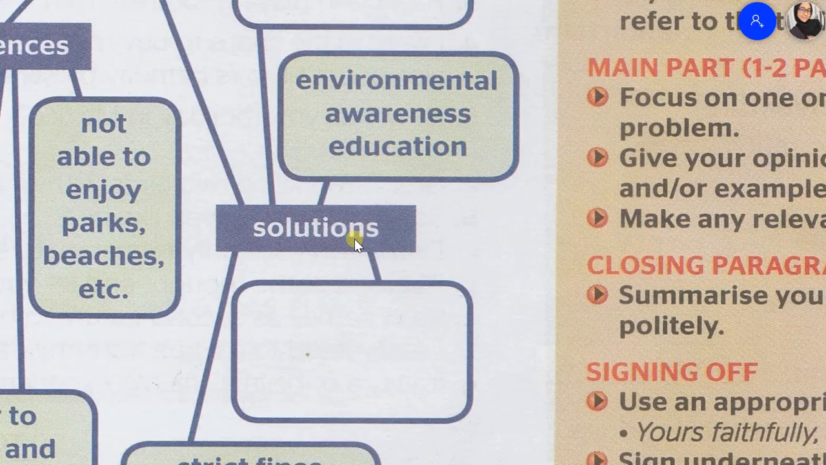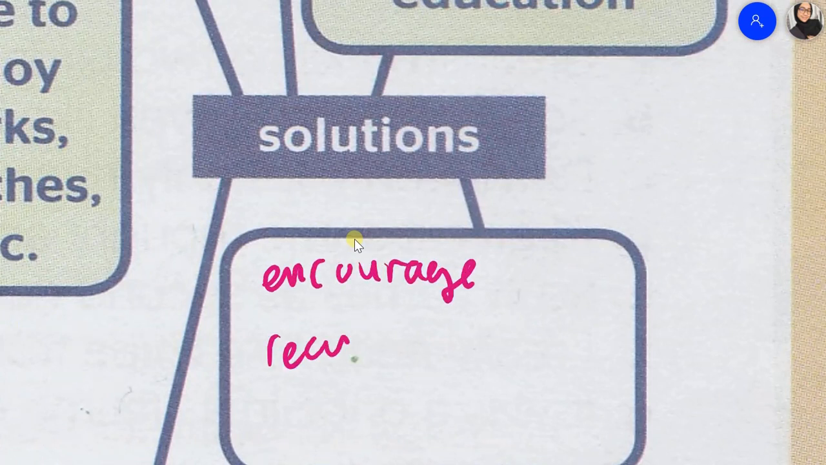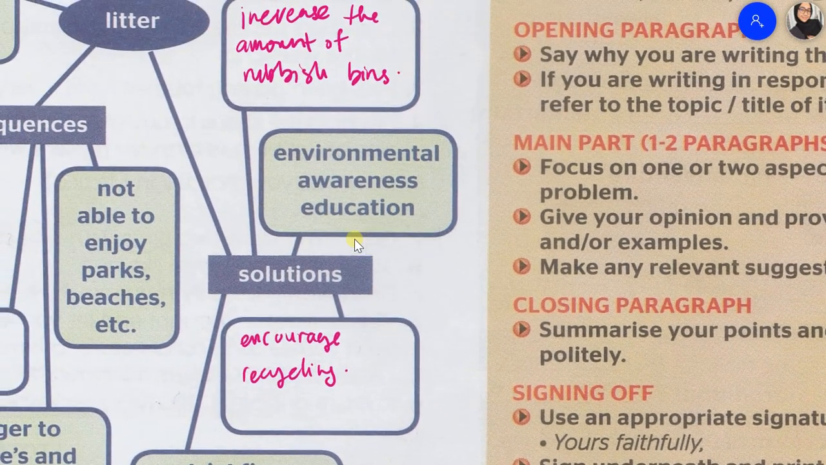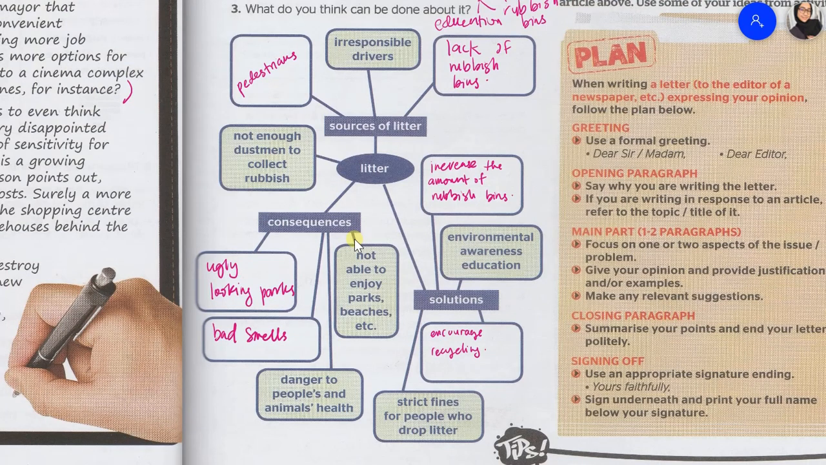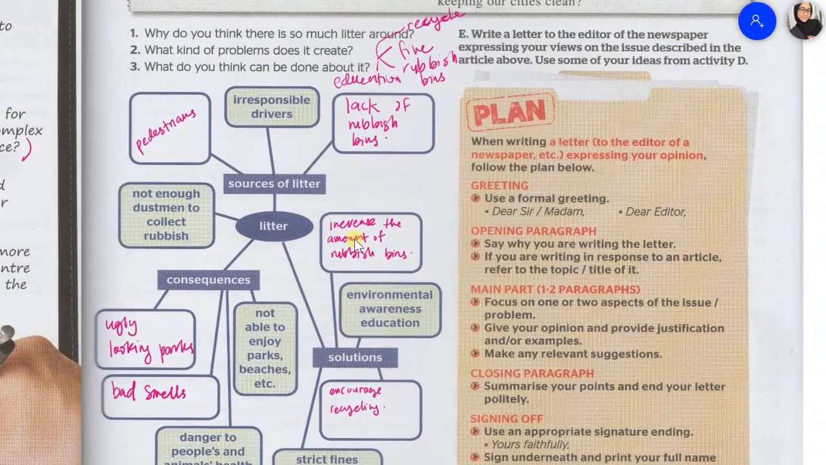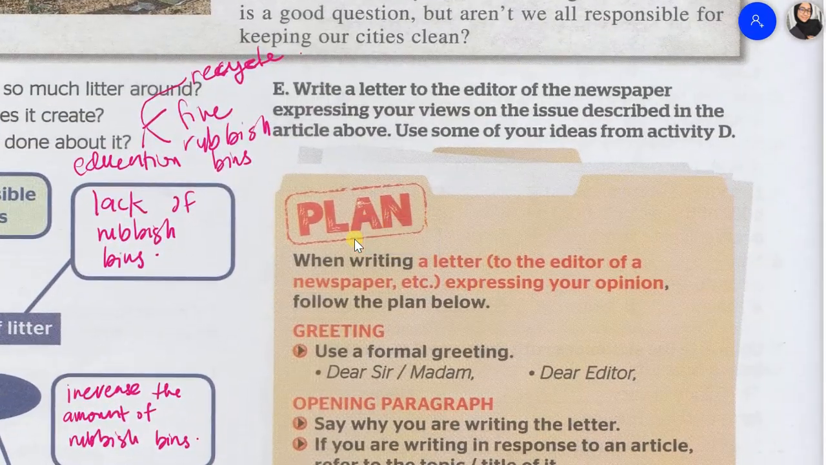Okay, another solution. Earlier we talked about recycling. So, encourage recycling. To encourage recycling also needs education. Because, of course, without education, the awareness won't come, right? Right, so now, there you go. This is the mind map that we came up with. Right, now let's look at task E.